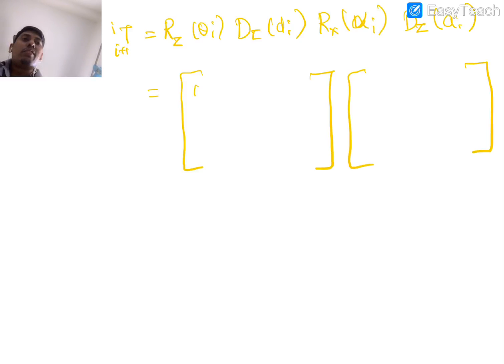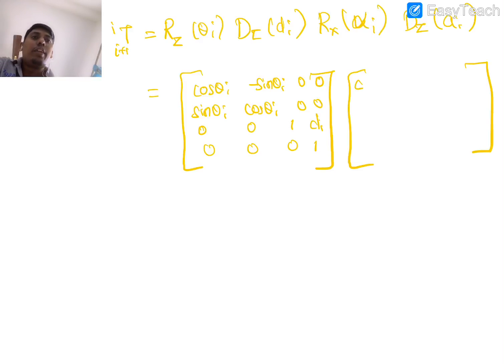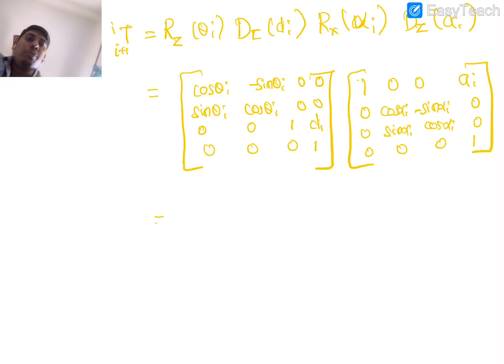So in the sense, this is cos theta i, minus sin theta i, 0, 0, then sin theta i, cos theta i, 0, 0, then 0, 0, 1, d i, and 0, 0, 0, 1. Here you can see this is 1, 0, 0, a i, and this is 0, cos alpha i, minus sin alpha i, 0, then 0, sin alpha i, cos alpha i, 0, and 0, 0, 0, 1. So now you multiply, and what you are getting is nothing but your matrix.